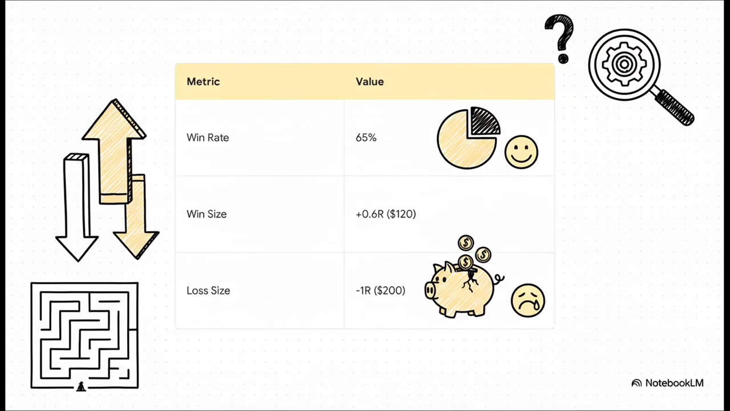So, just imagine we've got this zero DTE setup, okay? The win rate is a pretty solid 65%. When you win, you make $120. When you lose, your full risk is $200. Now, be honest with yourself. You'd probably take this trade, wouldn't you? I mean, a strategy that wins almost two thirds of the time? That looks pretty good on the surface.